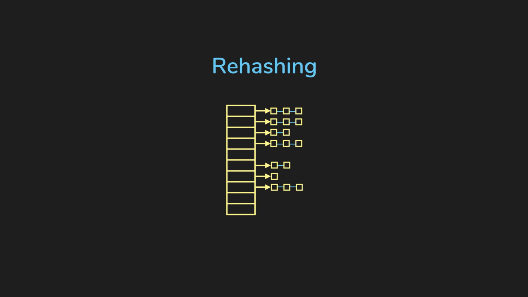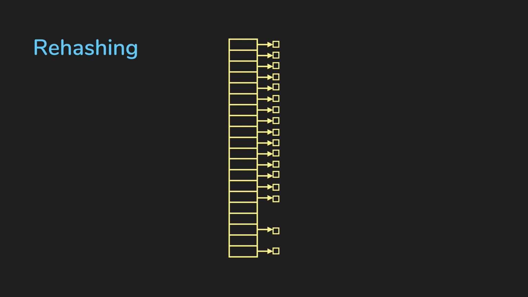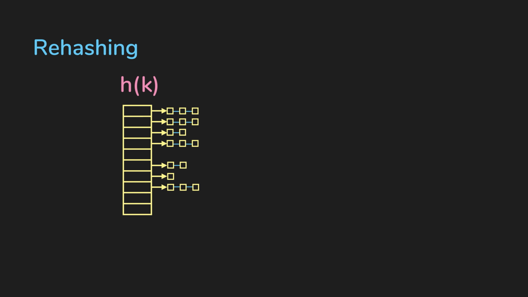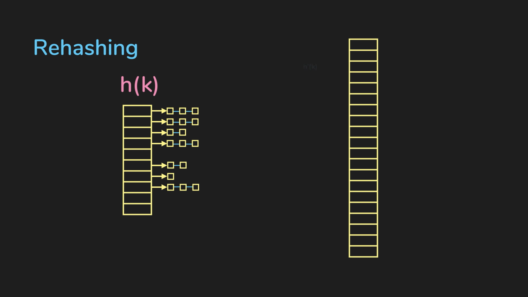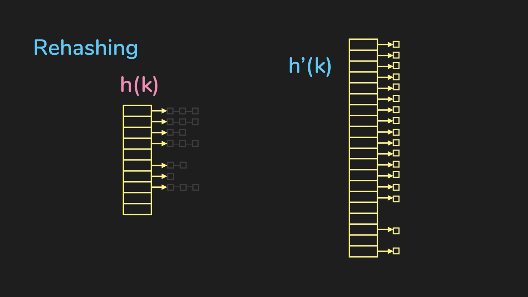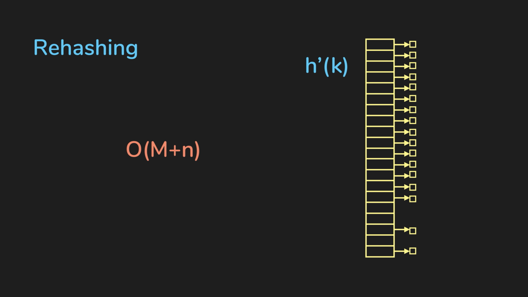To fix that, we do something called rehashing, which is similar to a dynamic array where we increase the size of our array for new elements. Rehashing will create a new underlying hash table, a new hash function, and reinsert all the items in the new table. Rehashing costs O(m + n), but it doesn't happen that often, so we can ignore this term when amortizing overall operations.